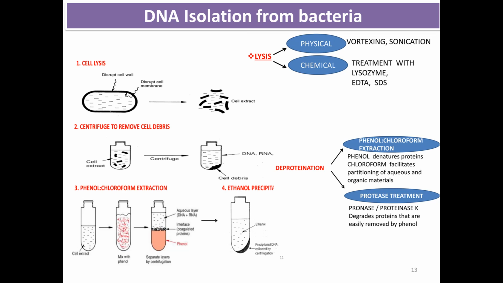Look to the second step. Second step, we will use the centrifuge to remove cell debris. So we will have that cell extract. We will put the cell extract in a tube, and then after centrifugation, we will get a DNA and RNA sample. Yeah, that's really important.